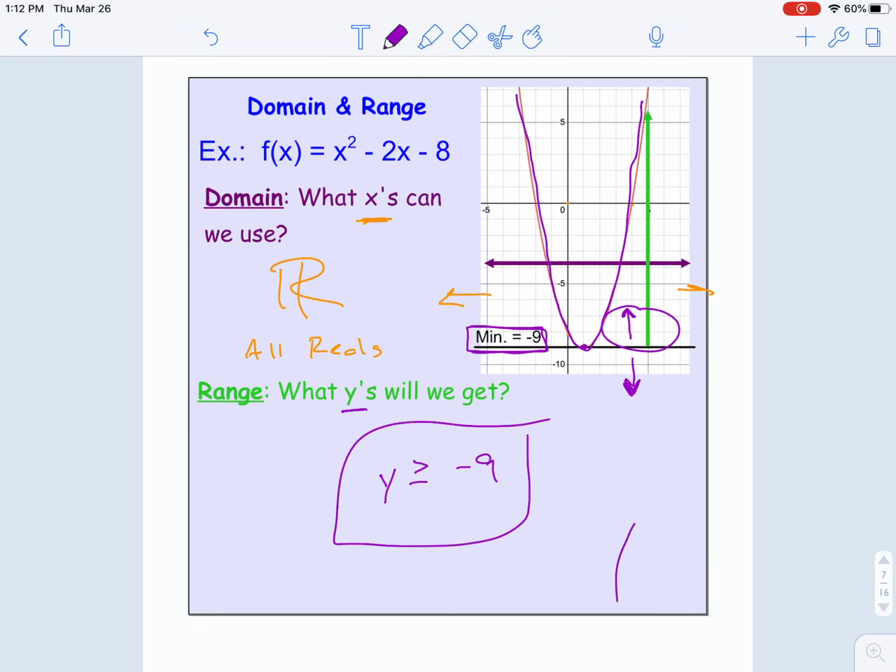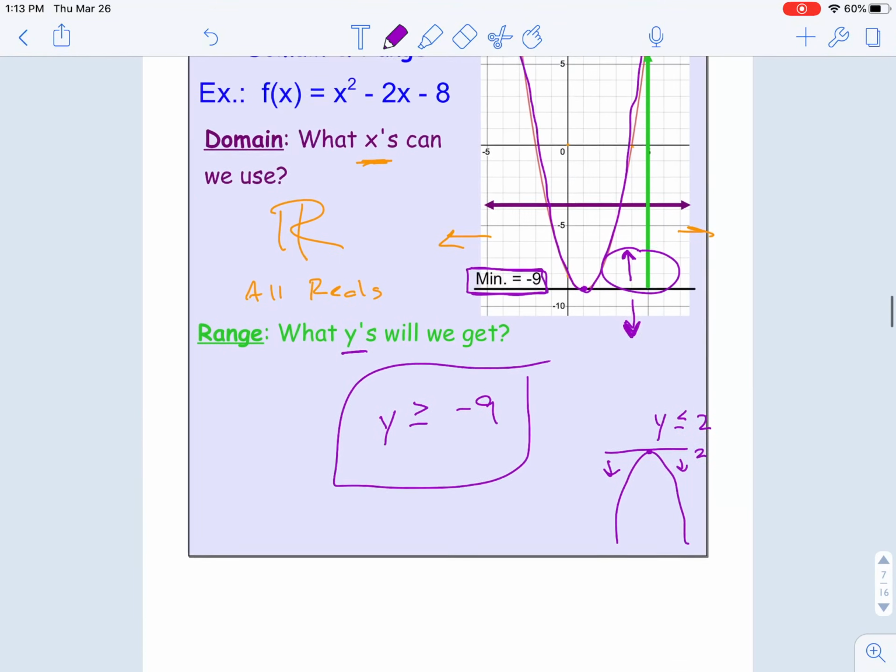If this had been a maximum, if we had had a graph that went upside down, we would have been having something like y is less than or equal to, let's say this is at 2. Y is less than or equal to 2, because we are looking at the values below the line. That's how we figure out domain and range.